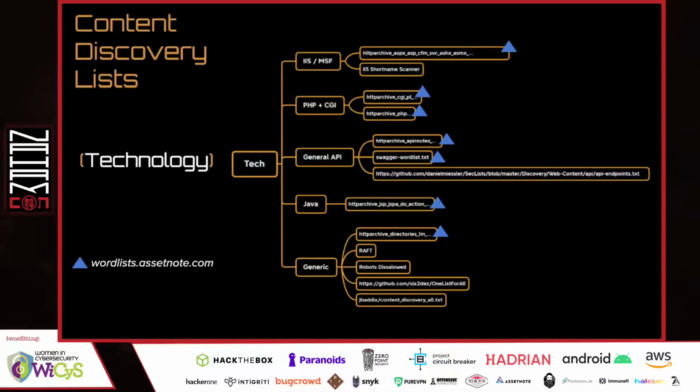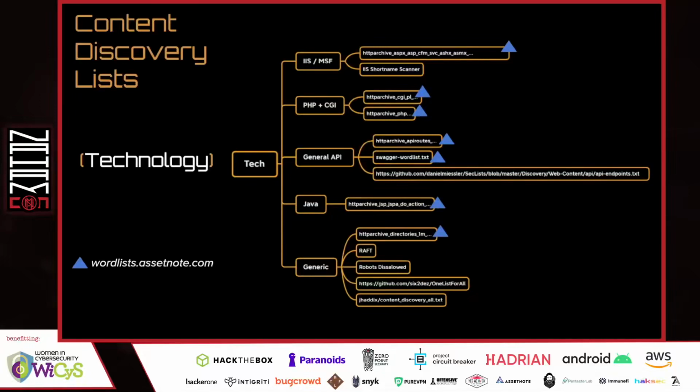If I'm going after an IIS or Microsoft technology, I am going to use the Assetnote list that starts with HTTP archive, ASPX, ASP, CFMs, SVC, et cetera. I'm going to use that list. The reason there's no extension on these, or a dot, dot, dot, is because they're updated periodically, and you're going to want to choose the list that has the most recent date. The date will change all the time. And then I also want to use IIS short name scanner by Sarush.